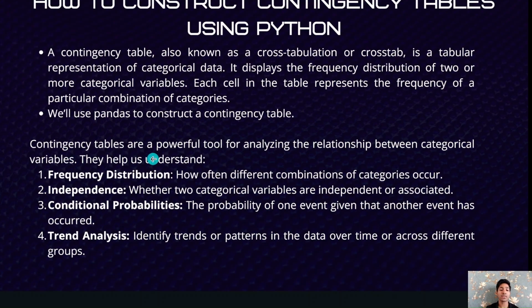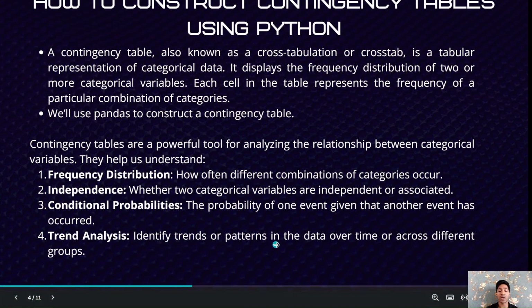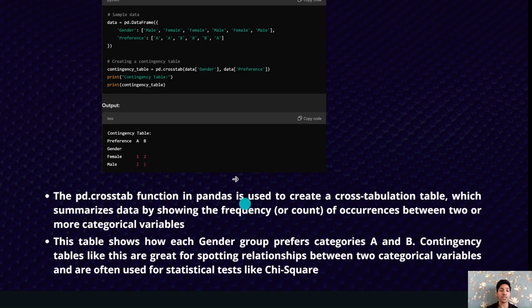Contingency tables are a powerful tool for analyzing the relationship between categorical variables, and they help us understand the following things. First, frequency distribution, which means how often different combinations of categories occur. Second, independence, which means whether two categorical variables are independent or associated. Third, conditional probability, which means the probability of one event given that another event has occurred. Fourth, trend analysis, which means identifying trends or patterns in the data over time or across different groups.